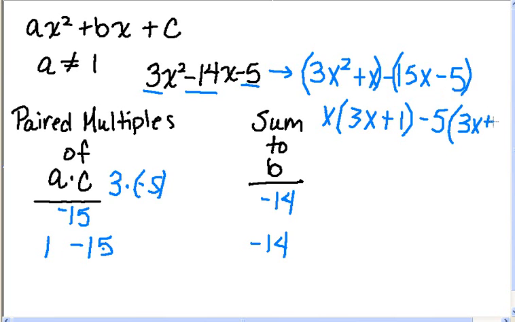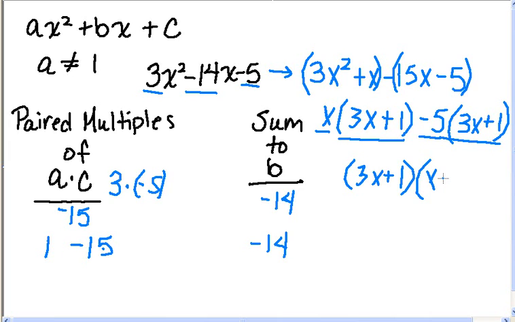Now notice that my two terms in parentheses are exactly the same. That's what I want to end up with. So one of my factors is going to be 3x plus 1. Whatever the two have in common, I can just pull that out. And then my other factor is going to be whatever is out front. Here I have an x, so that's going to be an x. Here I have a minus 5, so I'm going to put a minus 5. So now I've factored this.